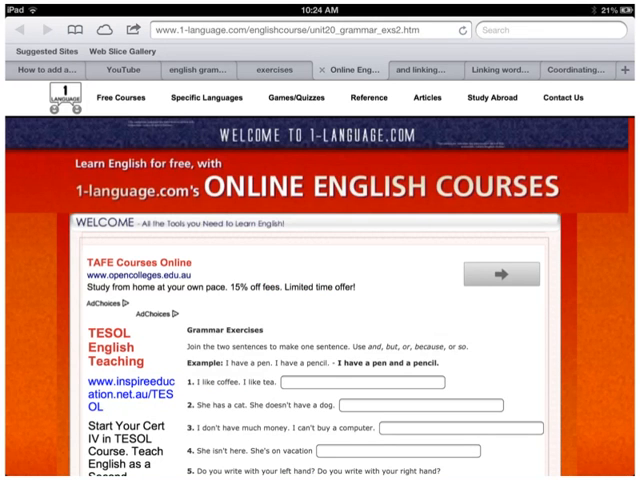Alternately, go and have a look at onelanguage.com or something similar. In this one, you can see that there are some example sentences that you have to join together using and, but, or, because, or so. This would be very useful to practice what we've talked about.